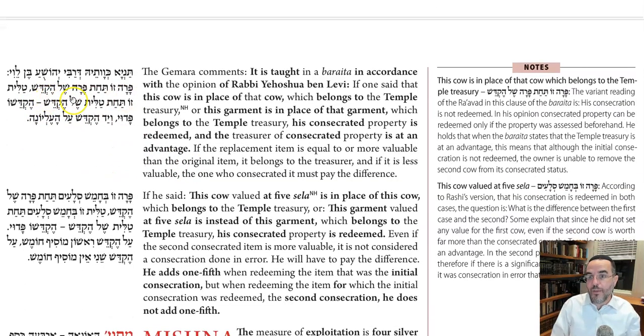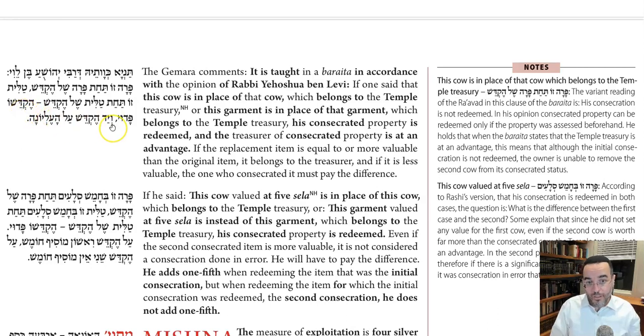Para zo tachat para shel hekdesh. Talit zo tachat talit shel hekdesh. Hekdesho padui v'yad hekdesh al aliona. We have a braita that supports Rabbi Yehoshua ben Levi that you only add a surcharge from A to B and not afterwards. The braita says, let's say a person has a cow, then he consecrates it. And then, that's para shel hekdesh. And then he takes another cow, cow B, and he says, you know what, I want the kedusha to transfer to the second one. Or, if it's a garment, same thing. He has a garment that's hekdesh, and he wants to transfer the kedusha to another garment.